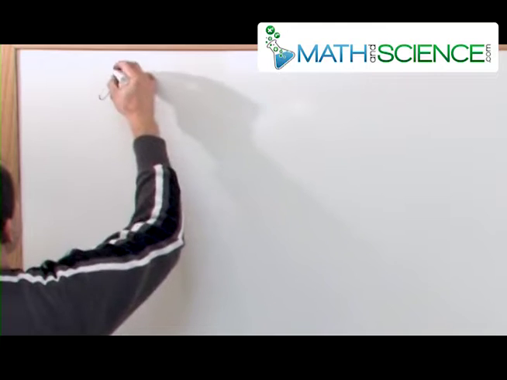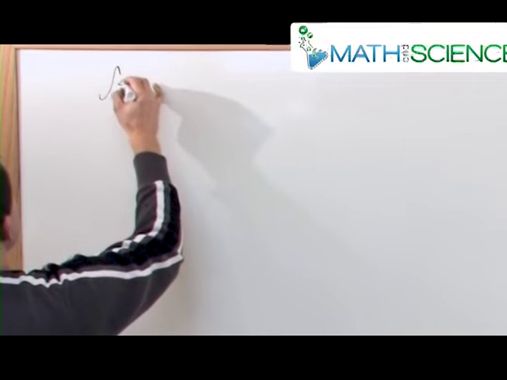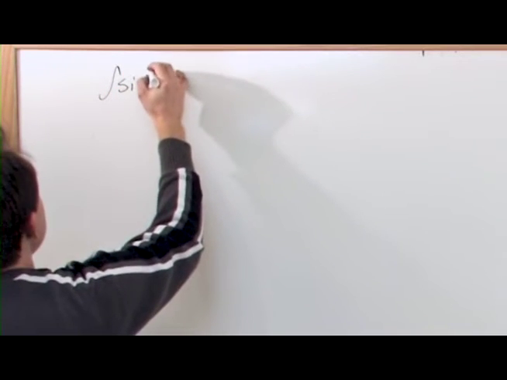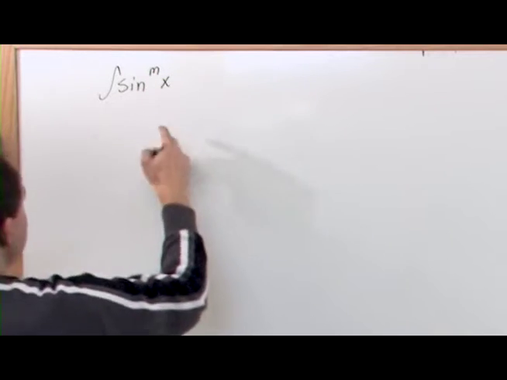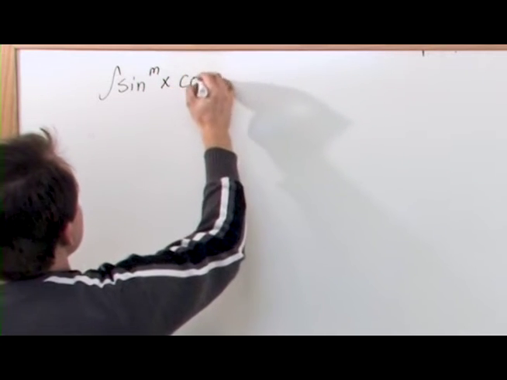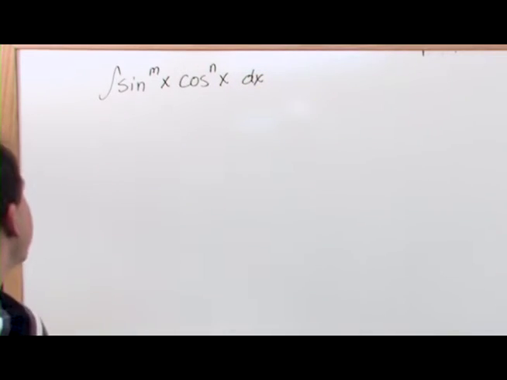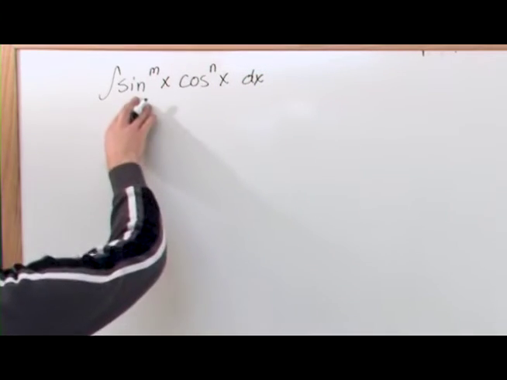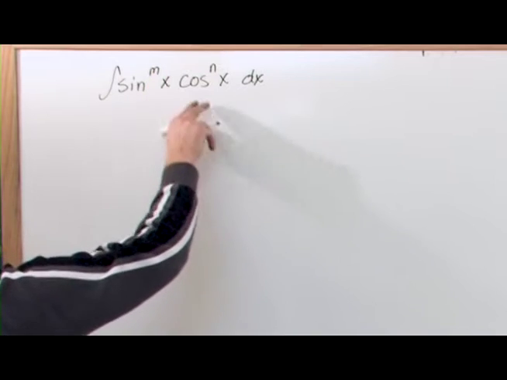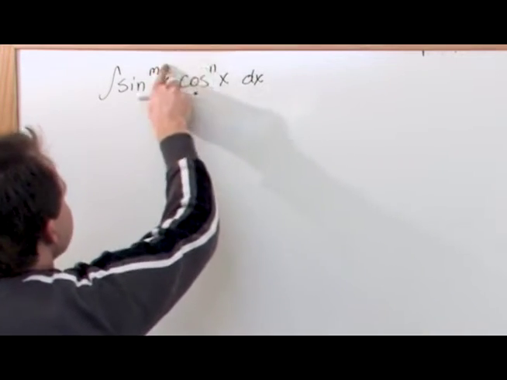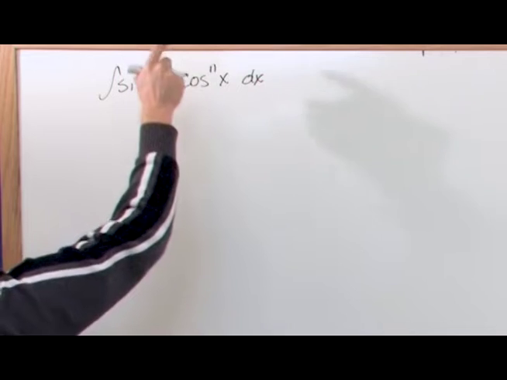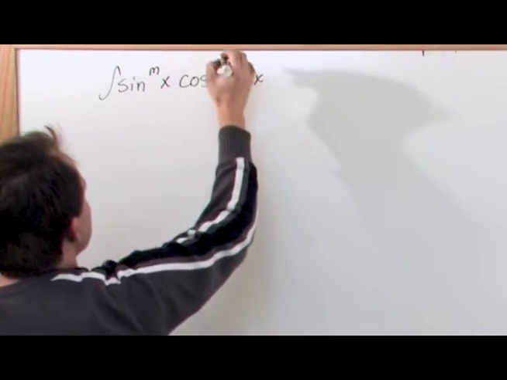The first form of the trigonometric integrals that you'll see are of the form of the integral of sine to the nth power of x times cosine to the nth power of x dx. Okay, so here is the general case. You have a sine function raised to a power, and you have the cosine function raised to a power, and these can be different numbers. So you might have sine cubed, and you have cosine squared, or something.